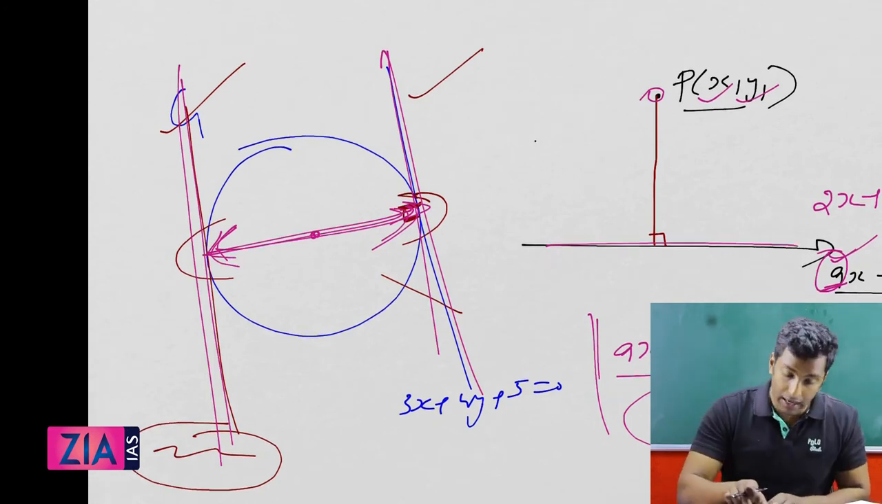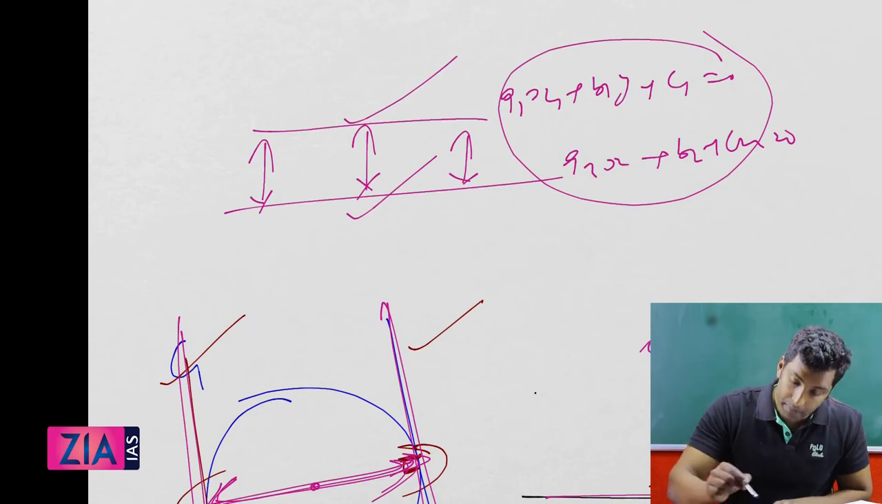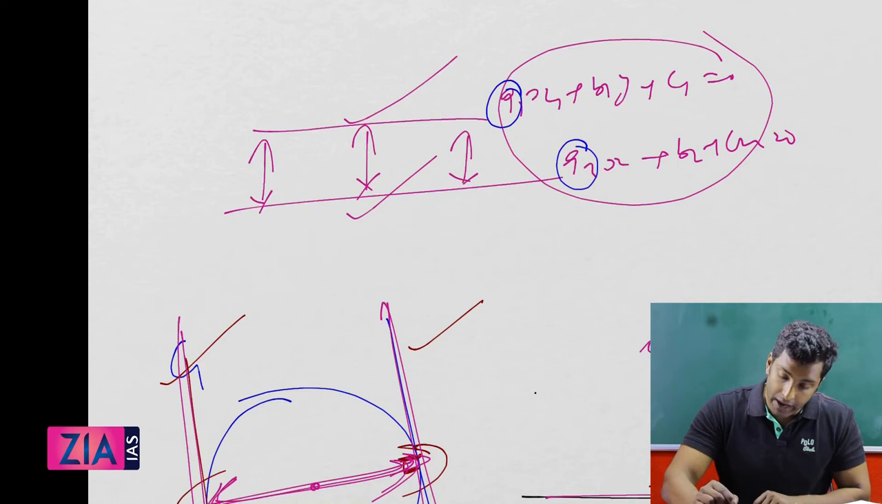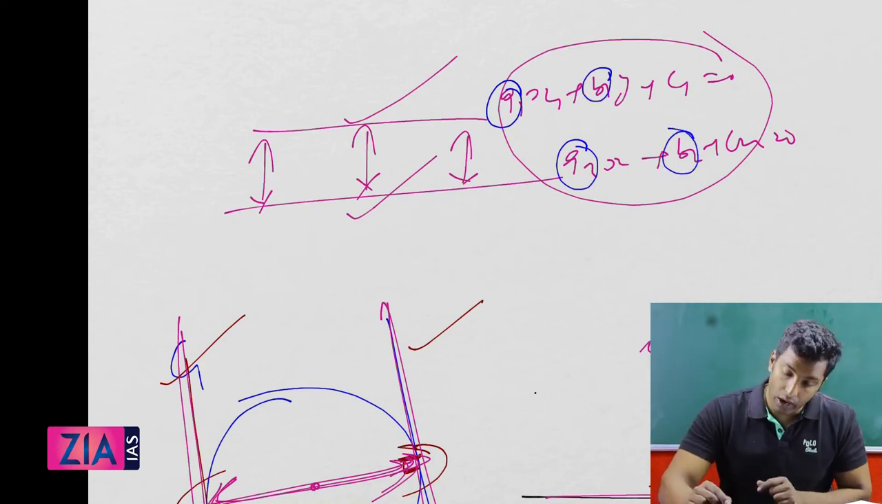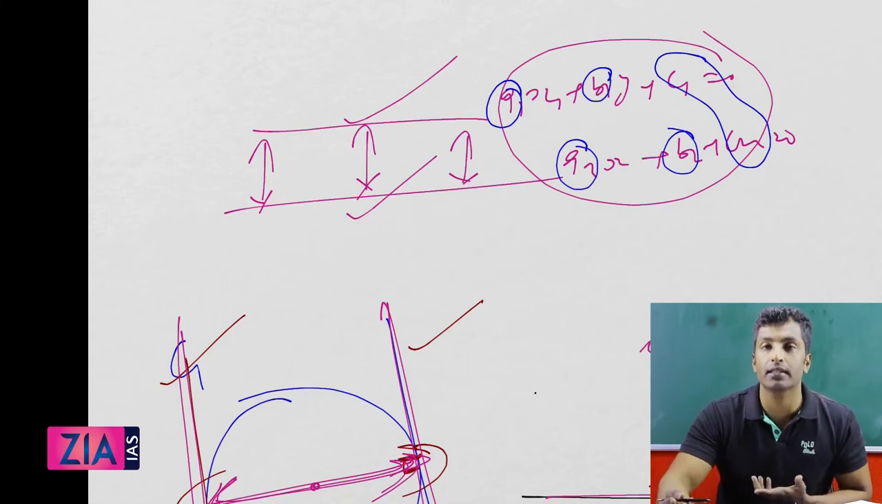Now what is the formula? The formula is like this. See, if you have two parallel lines, one thing is sure: A1 and A2 will be equal, right? And B1 and B2 will be equal. Only the constant part will vary in the case of parallel lines. We have already understood this, right?